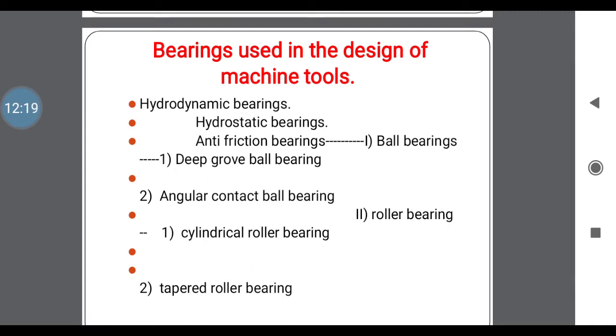Next one is the anti-friction bearings. To reduce the friction we are using anti-friction bearings, in that ball bearings and roller bearings. Here again ball bearing and roller bearing are the same. Sometimes we are using solid balls for bearing purpose, that is a ball bearing. In some cases we are using rollers for bearing, that is a roller bearing.